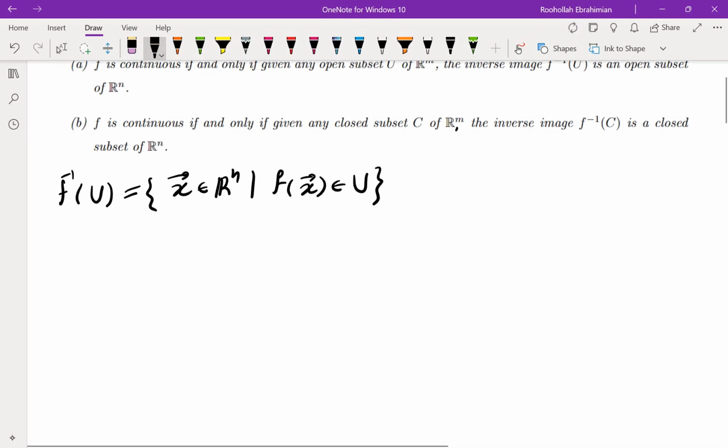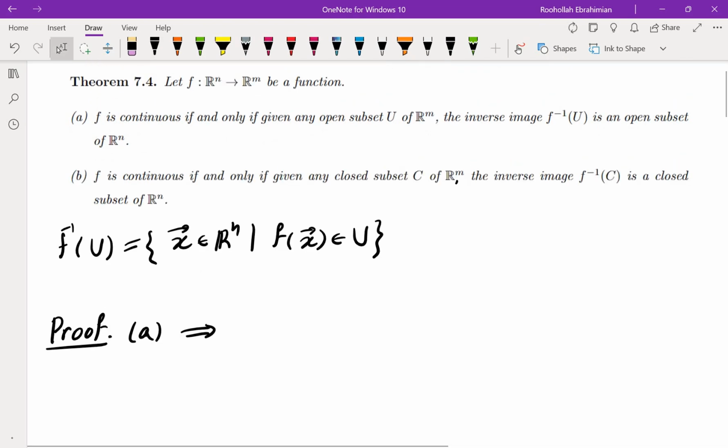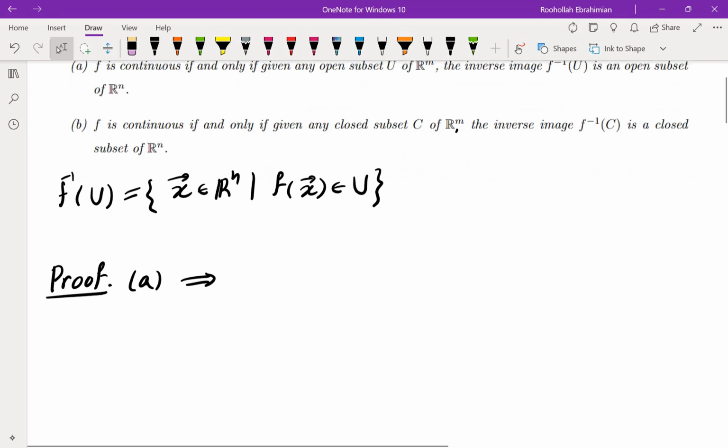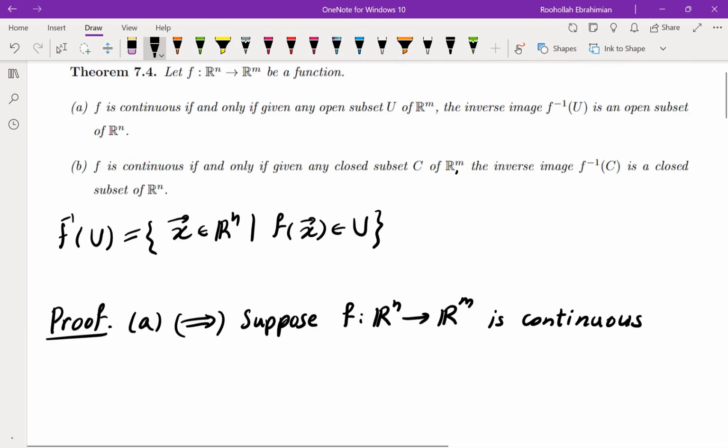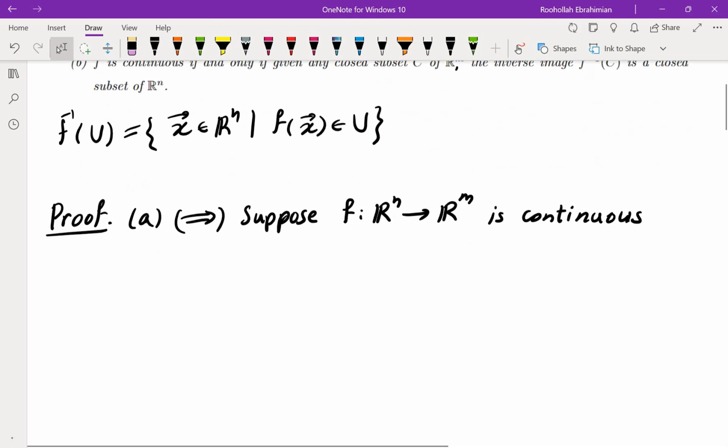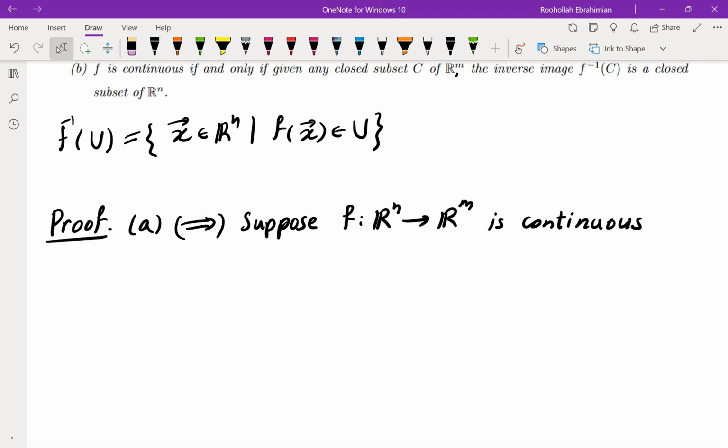Because it's an if and only if statement, we'll have to do two different things. First, we're going to do the forward direction, which says if f is continuous, then f inverse of U is open for every open subset of Rm. So suppose f from Rn to Rm is continuous. What we need to do is to show that in fact f inverse of U is open for every open subset of Rm.